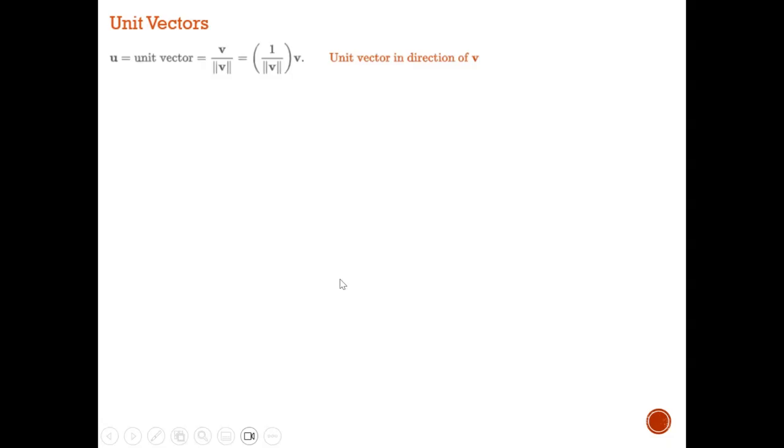Now comes unit vectors. Unit vectors means that the length, or the distance, or the magnitude, same thing, is 1. This is my formula. It's going to be the vector over its magnitude, or you can rewrite it as 1 over the magnitude of the vector V times the vector itself, which is vector V.